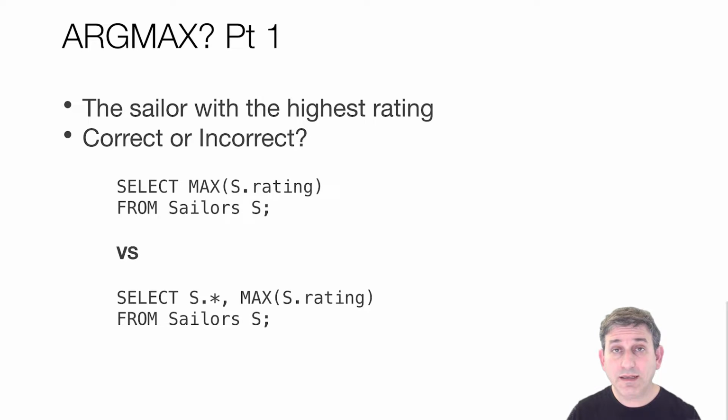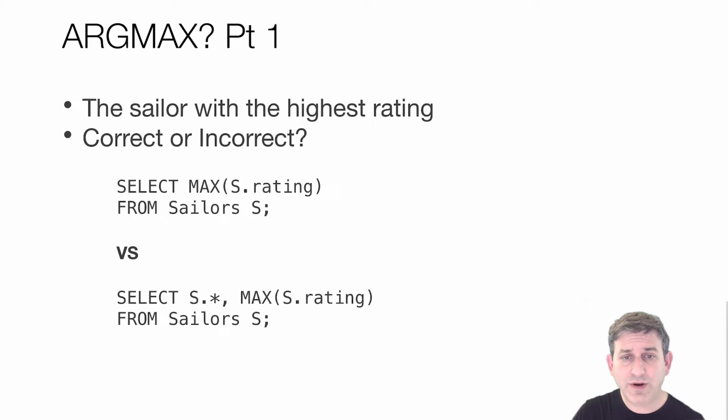Now I want to look at a standard query that people might want to ask that's actually a little tricky to do in SQL. It's called argmax, and it's queries that try to find the largest thing in a set of things. So in this case, I want to find the sailor with the highest rating. Argmax is commonly used in optimization problems, for example. You want to find the best of a set of alternatives.